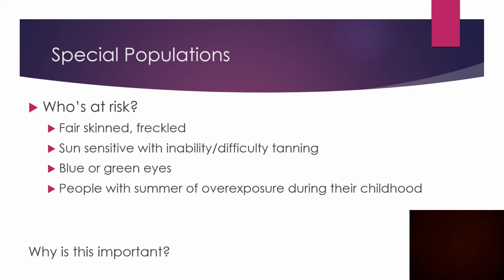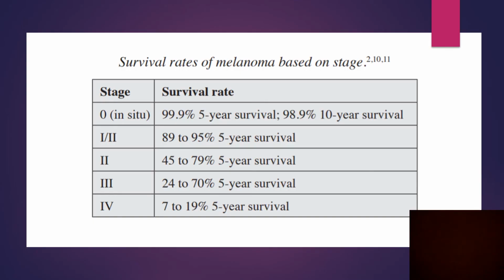Let's talk about the survival rate. These statistics show exactly why vigilant skin checks and early detection are incredibly important. You'll see that at stage 0, there is a 98.9% 10-year survival rate, but by stage 4, there is only a 7 to 19% 5-year survival rate. This is why we, as nurses, need to constantly and repetitively be educating the people that we're coming in contact with.